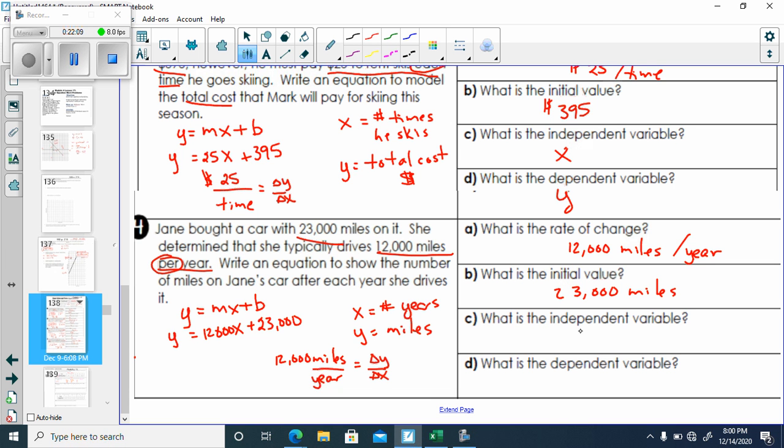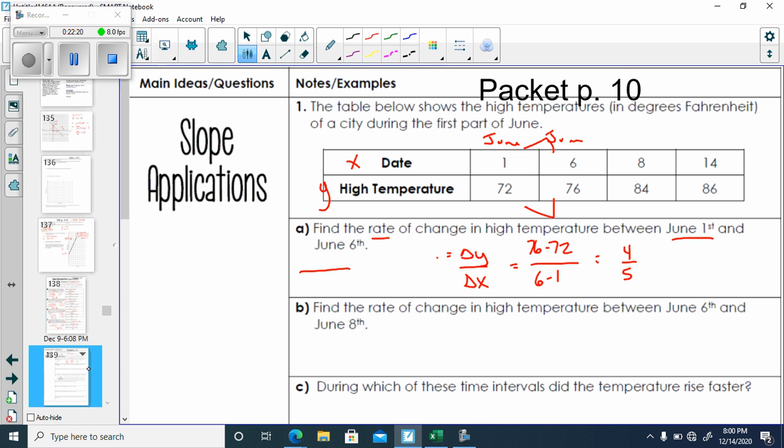What is the independent variable? It is X. What's your dependent variable? It is Y. Y depends on X.